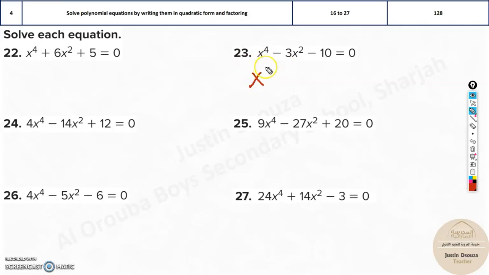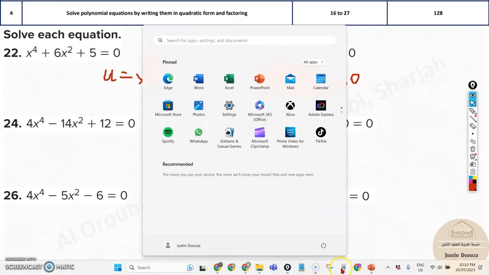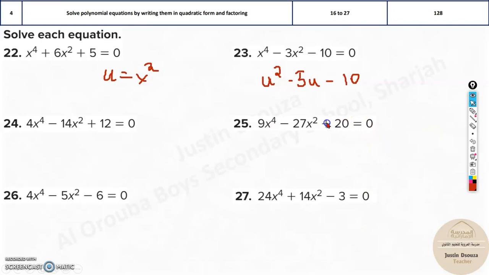I will tell you one thing. Instead of x, just take it as u, sorry, I'll write over here, u is equal to x squared, okay? So now u is x squared, so this is u squared minus 3u minus 10. Now this can be put in the calculator and solved because it's a quadratic form. So all you're doing is over here, you just use the calculator now and simplify.